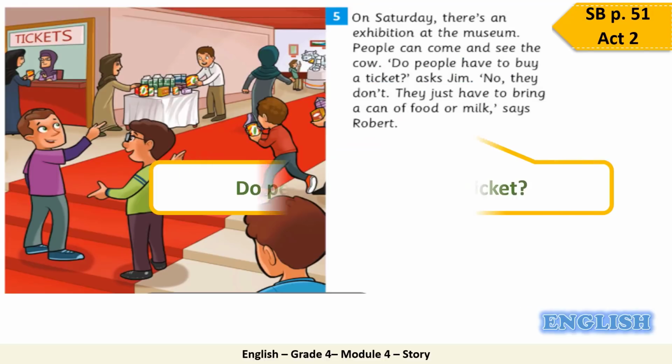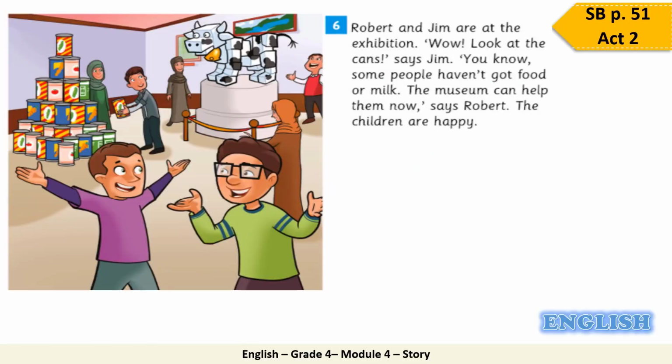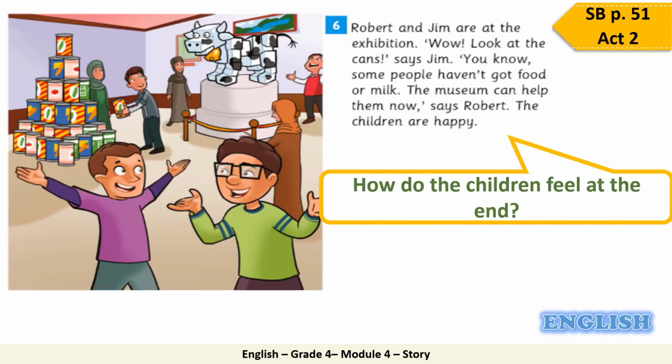Question number 5. Do people have to buy a ticket? Go through the lines and try to find the answer. Very good. No, they don't. Now the last question. How do the children feel at the end? Try to find the answer from these lines. Good job. The children are happy.